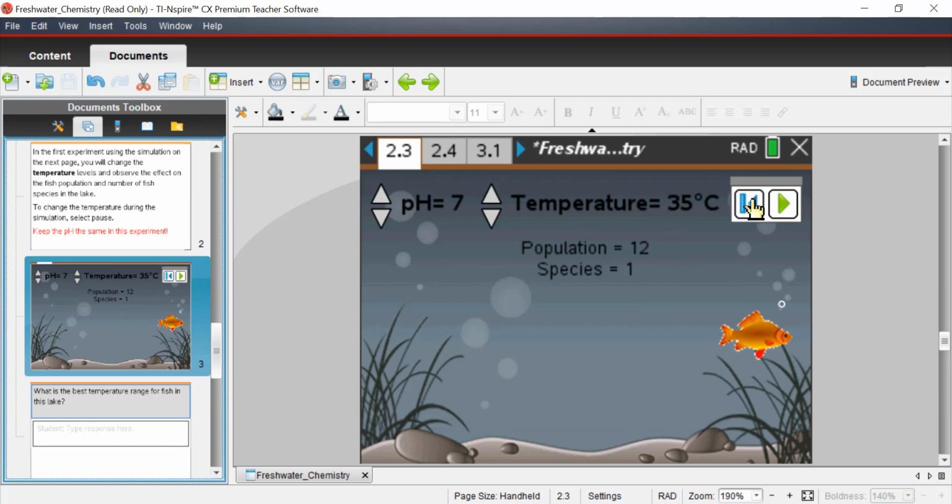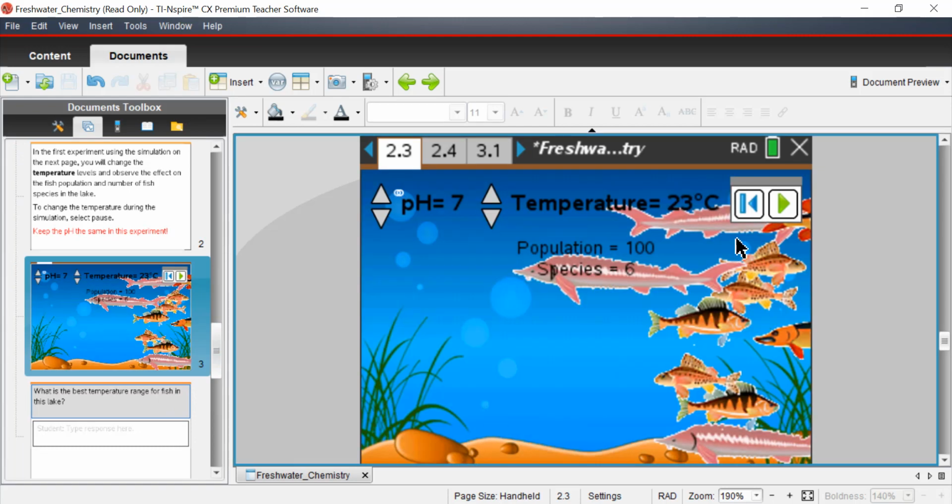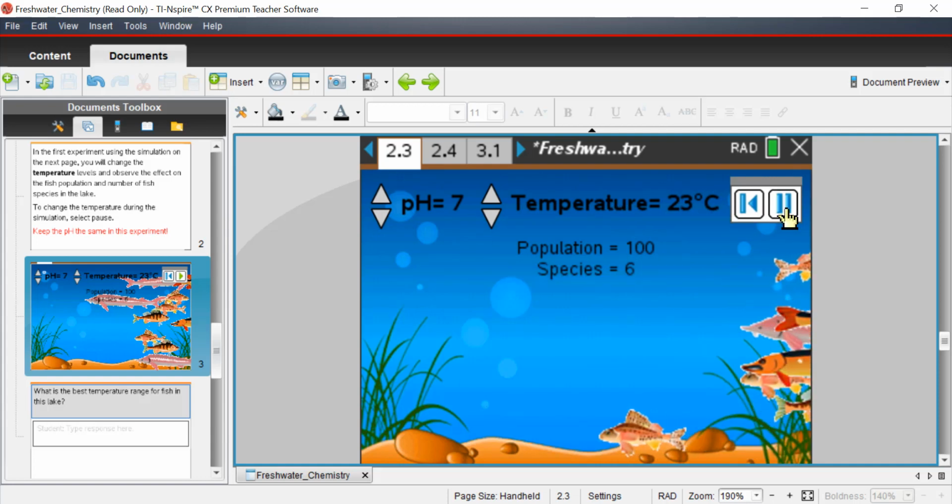Poor fish. We got to reset this here. There we go. Everybody's back. All right, we'll just leave it at 23. It looks like we still have 100 fish total amongst the 6 species of fish. Okay, let's just go ahead and press start.